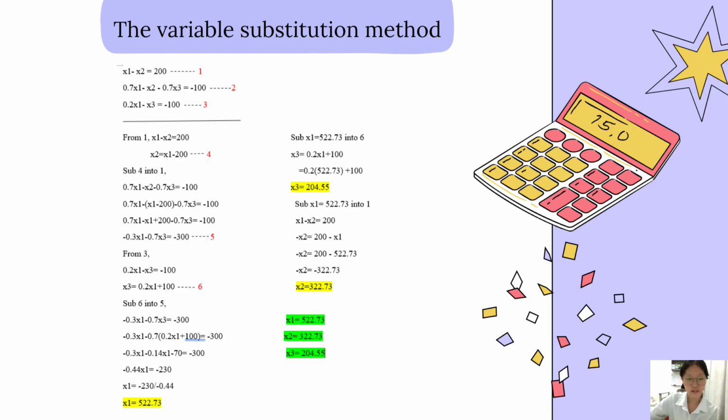Now we already have the x1 answer, so we substitute it inside equation number 6. So we will get x3 equal to 204.55. And next we substitute again the x1 equals 522.73 inside the first equation, and we will get x2 equals 322.73. So this is the final answer. x1 equals 522.73, x2 equals 322.73, x3 equals 204.55.